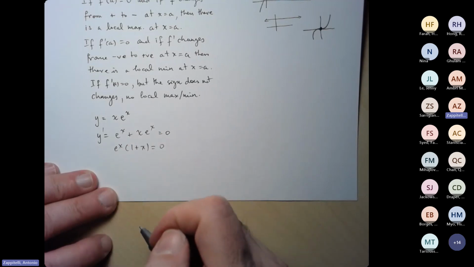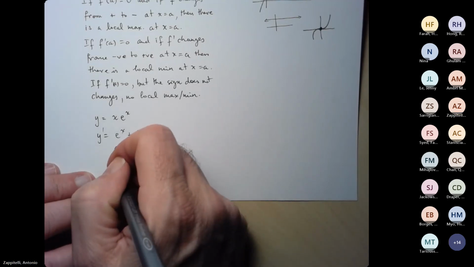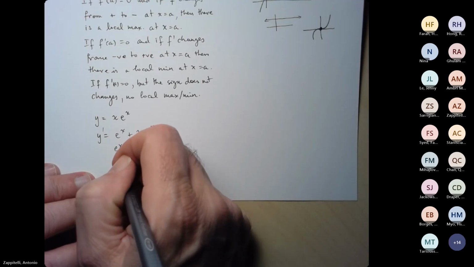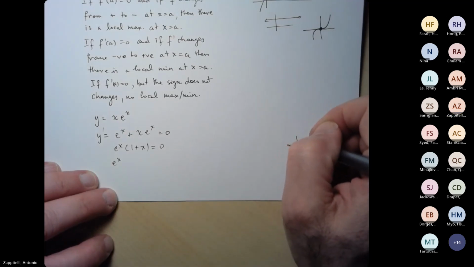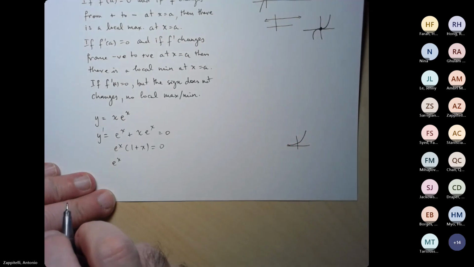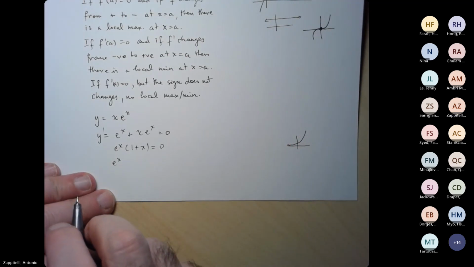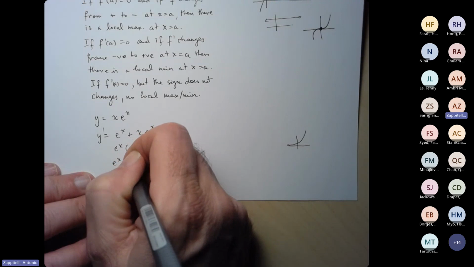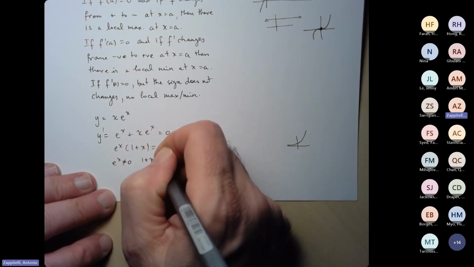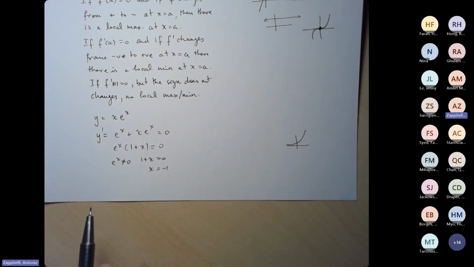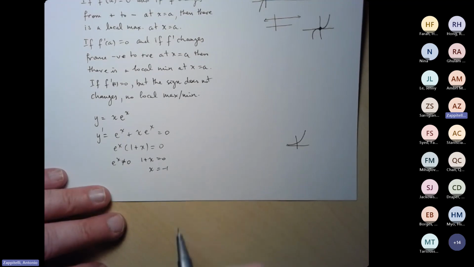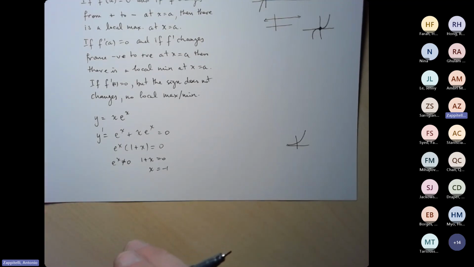And can e to the x ever be 0? Yes, no, maybe? E to the x. Remember, it's an exponential function. Are those ever equal to 0? This is never equal to 0, but 1 plus x can be equal to 0. x equals -1. Okay. So the only place where we can find a maximum or minimum is at x equals -1.